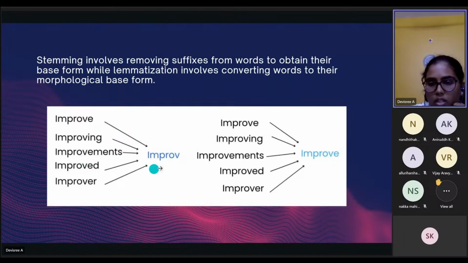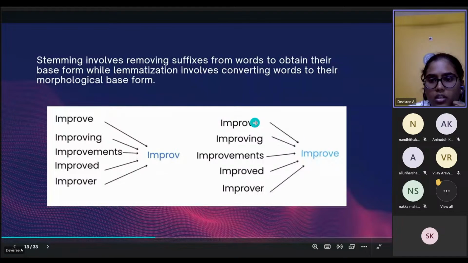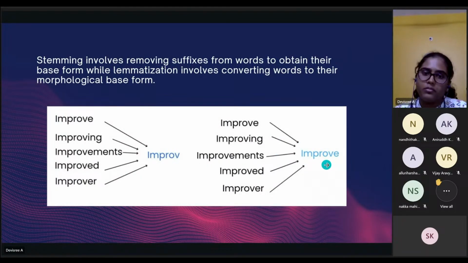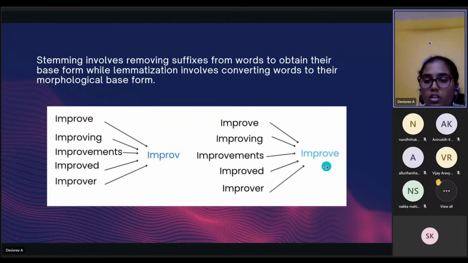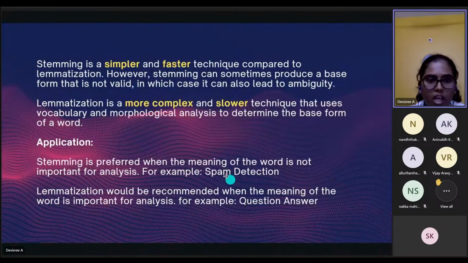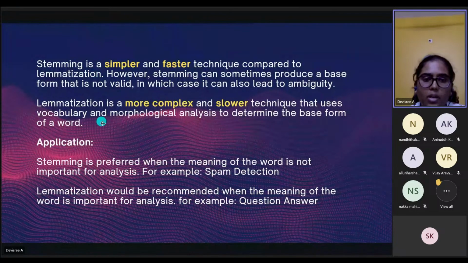Whereas this is the example of lemmatization. Here the output will be improve, the grammatically correct word. Stemming involves simple algorithms to just remove the suffixes. But lemmatization has to have a linguistic and grammatical understanding of the language to perform lemmatization for a given set of words. The features of stemming and lemmatization are mentioned here.